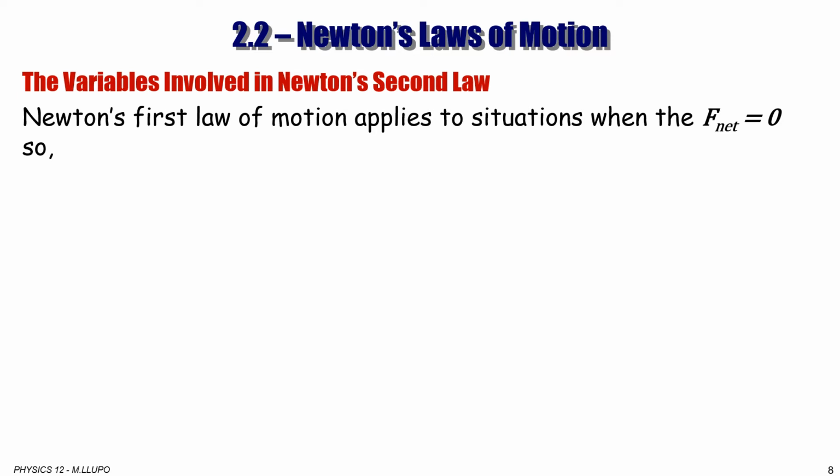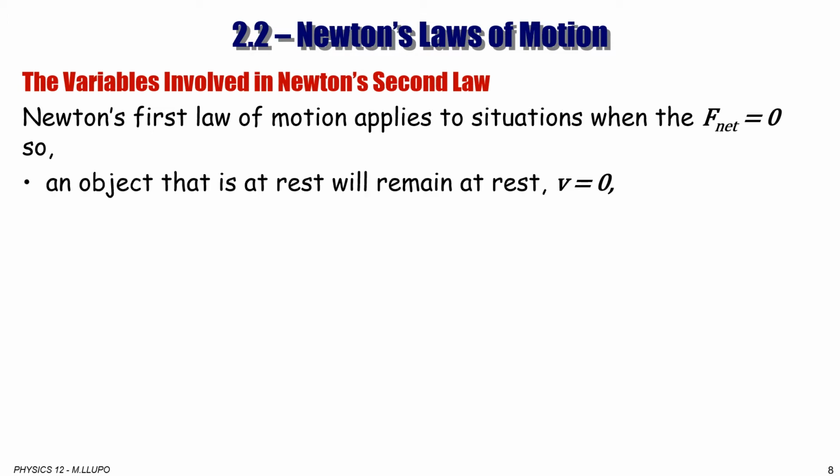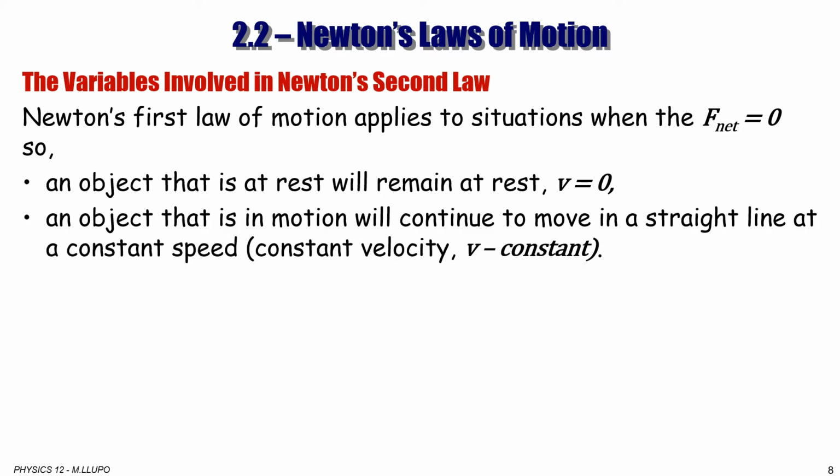Before we can start Newton's second law, let's review Newton's first law. The first law of motion applies to a situation when sum of all forces or net force is equal to 0. So we have either an object that is at rest will remain at rest, so velocity is going to be 0 and it will stay 0, or an object that is in motion will continue to move in a straight line at a constant speed, or constant velocity, so velocity will not change. In both cases, since the velocity is not changing, acceleration is 0.